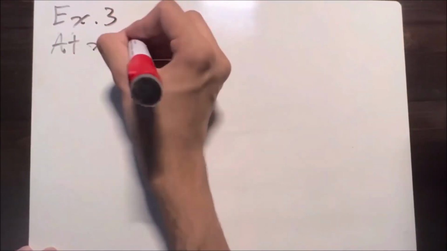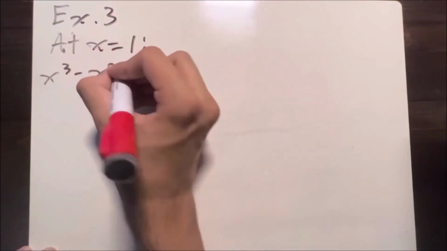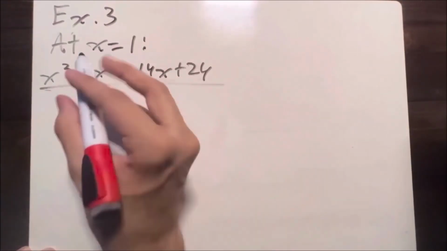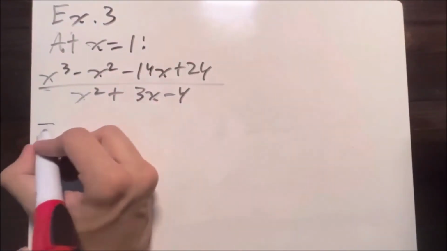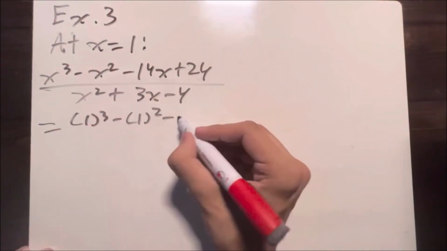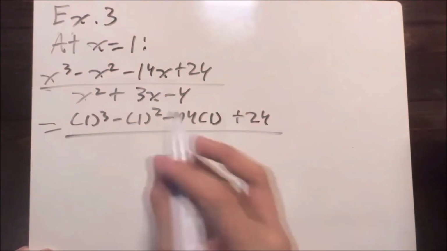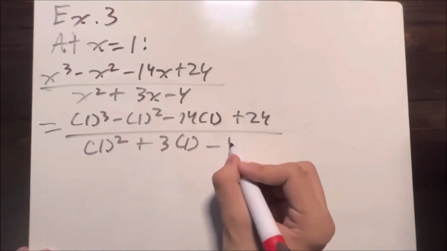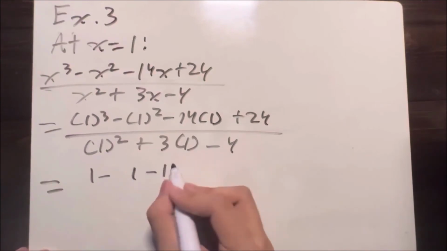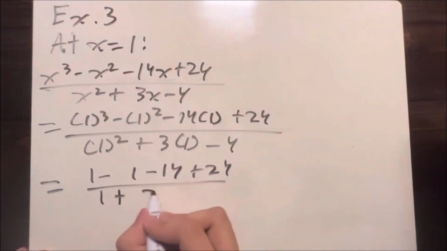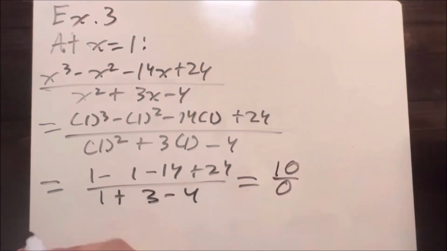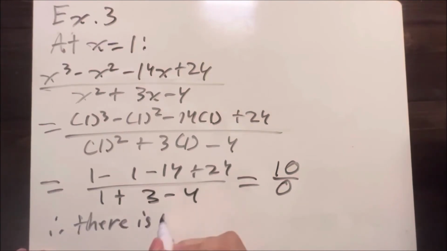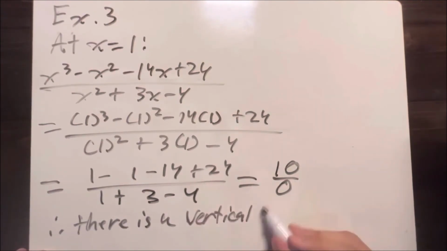At x equals 1, if we plug 1 into the function, we get 1 to the third minus 1 squared minus 14 times 1 plus 24 all over 1 squared plus 3 times 1 minus 4. Simplifying this gives us 10 over 0, which means there's a vertical asymptote that exists at x equals 1 for the function.